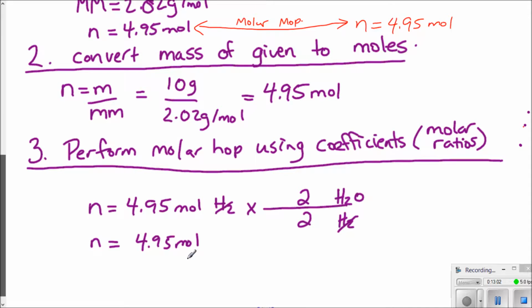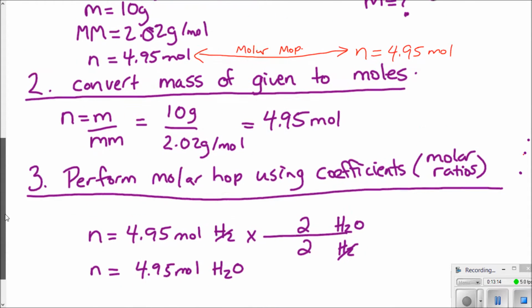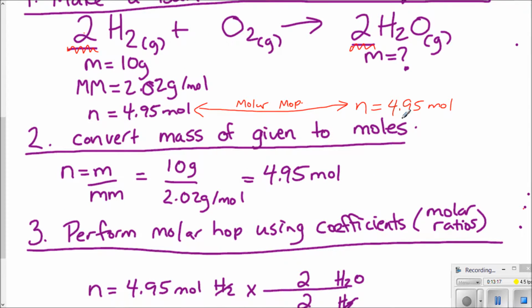H2 cancels out. Your new type of moles are H2O. So did we actually change our moles to something else? No, not really. We just changed the type of moles using the coefficients from the balanced chemical equation. So you can see that we have 4.95 moles. The last step is we have to determine the amount of water we have. I mean the amount 4.95 moles, but we want to know the mass of it.